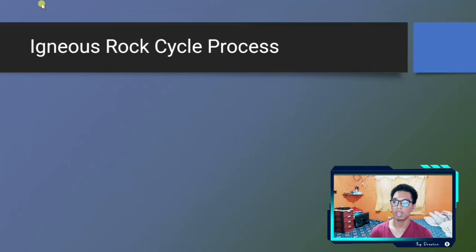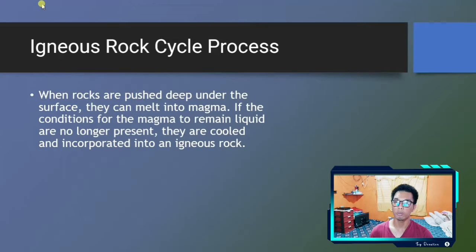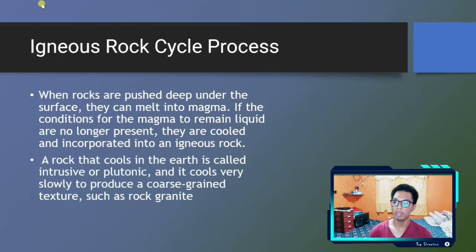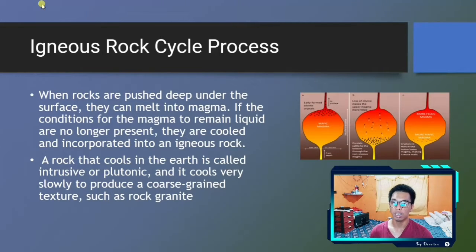Igneous rock cycle process. When the rocks are pushed deep under the surface, they can melt into magma. If the conditions for the magma to remain liquid are no longer present, they cool and incorporate into igneous rock. A rock that cooled in the earth is called intrusive or plutonic, and it cools very slowly to produce coarse grain texture such as the rock granite.